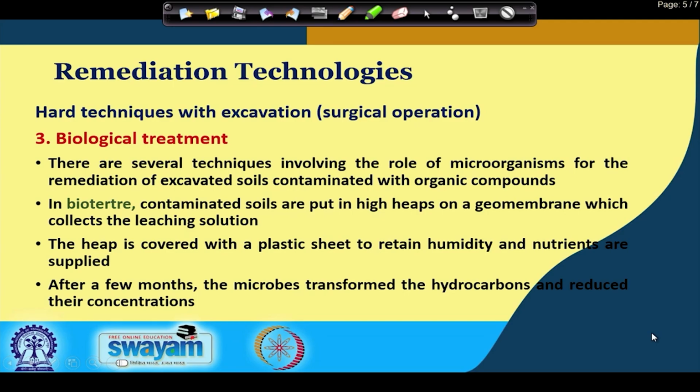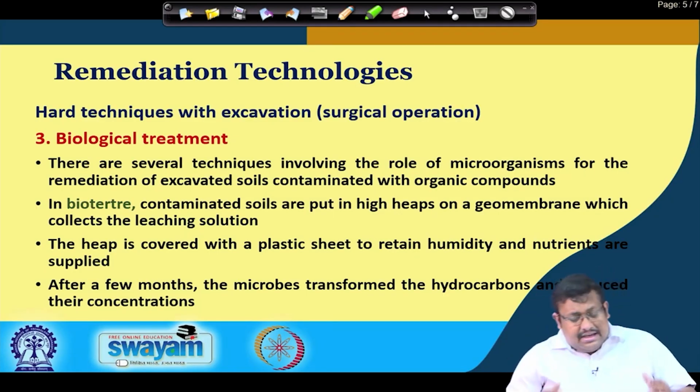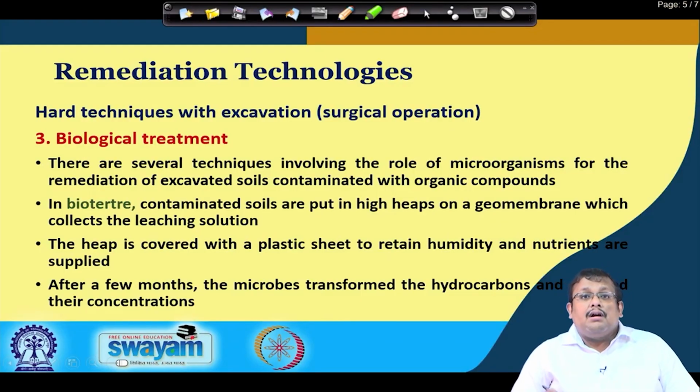Now, there are several techniques involving the role of microorganisms for the remediation of excavated soil contaminated with organic compounds. In biopile, the contaminated soils are put in high heaps on a geomembrane, which collects the leaching solution, and the heap is covered with a plastic sheet to retain the humidity and nutrients which are supplied. After a few months the microbes transform the hydrocarbons and reduce their concentration. So, this is how biological treatments are done for contaminated soils.